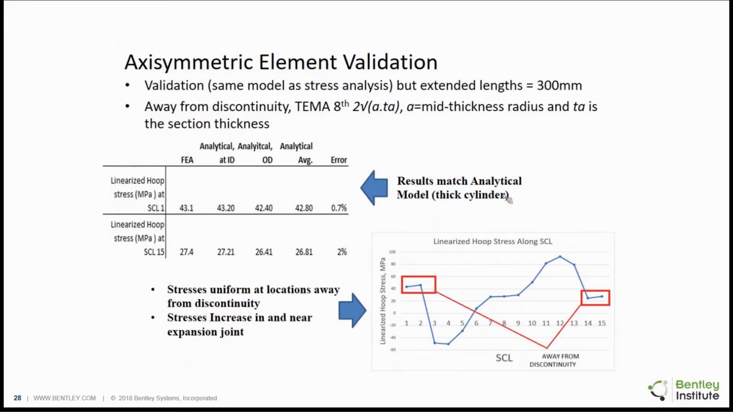I'll quickly go over the axisymmetric element validation. This was done for a very long length of the outer cylinder and the inner cylinder, so that stress classification lines 1 and 15 are far away from the area of discontinuity, which is the knuckle area. So those behave as an idealized solution of a thick cylinder. Here you find the FEA values for the linearized hoop stresses match very closely to the analytical method, well within 2%.